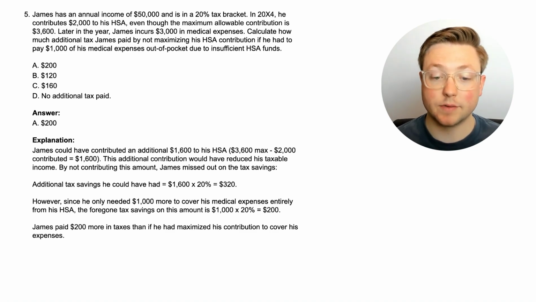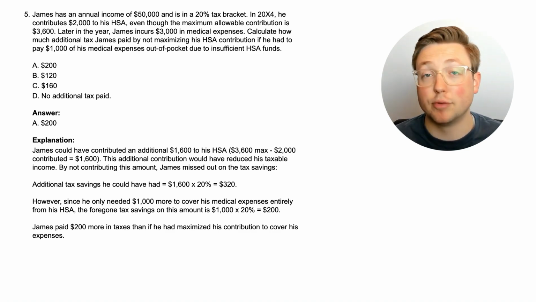The full additional tax savings he could have had would have been the $1,600 times the 20%, equaling $320. However, since he only needed $1,000 more to cover his medical expenses entirely from his HSA, the foregone tax savings on this amount is actually the $1,000 times 20%, equaling $200. James paid $200 more in taxes than if he had maximized his contribution to cover his expenses. So because he didn't put as much money in his HSA as he should have, he had to pay some out of pocket, and that not only cost him money out of pocket, but also extra taxes because that was post-tax dollars instead of pre-tax dollars.